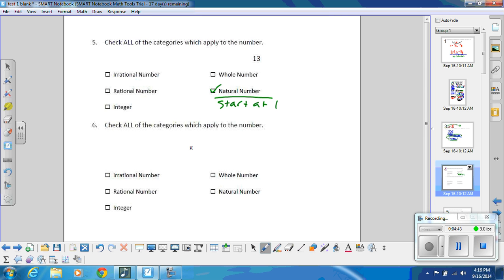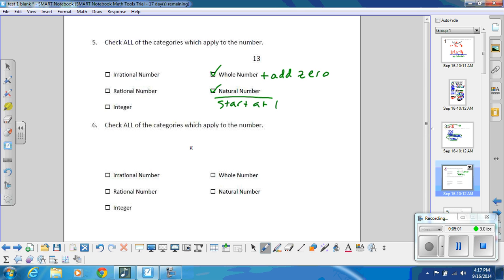The whole numbers are the natural numbers. It's 1, 2, 3, 4, 5, and so on. But we add 0 to all the natural numbers. So it's 0, 1, 2, 3, 4, and so on. So this fits in there as well.